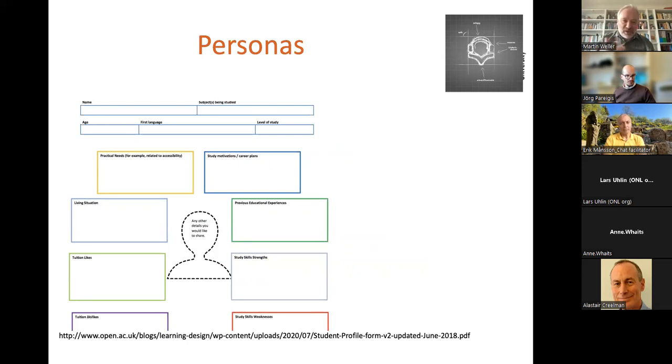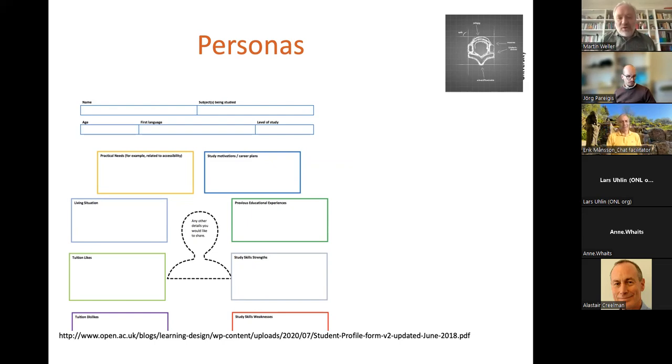So you ask questions like, what's their living situation like? What are their practical needs? Why are they studying with you? What are they hoping to get from it? What are their weaknesses and strengths? Those kinds of things. It helps you try to not see all students as one amorphous mass. So we develop a few of these within a module team.